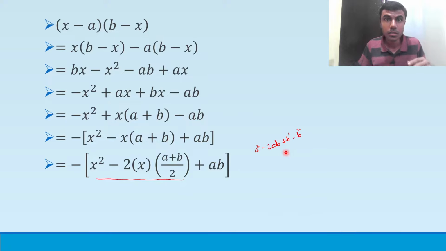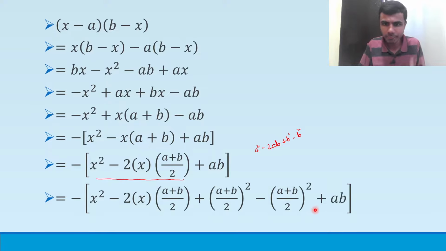Okay, so what is my b here? b here is (a plus b) by 2. So I need to add and subtract ((a plus b) by 2) whole square. So that's what I did, (a plus b) by 2.